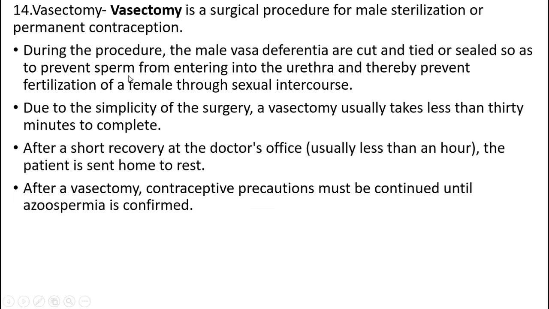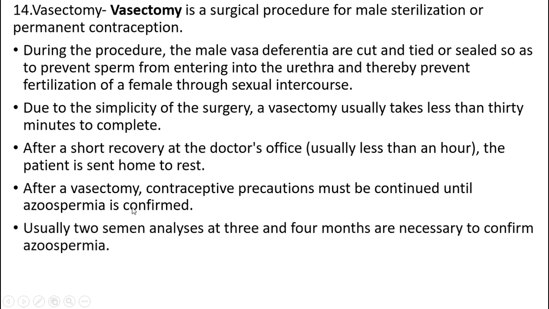After vasectomy, the contraceptive precautions must be continued until azoospermia is confirmed. Usually, 2-7 semen analyses at least 3 to 4 months later are necessary to confirm the azoospermia.